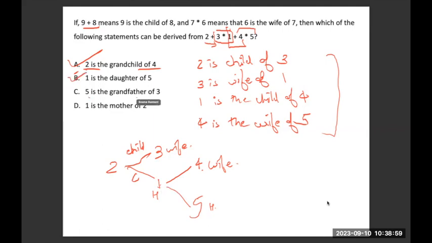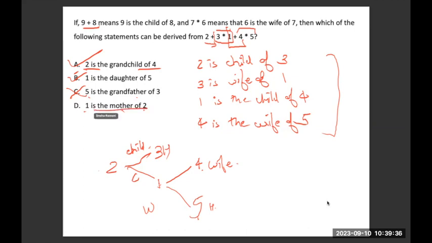5 is the grandfather of 3. No, not established. 1 is the mother of 2. One second. Ma'am, isn't 1 the wife of 3? Ha. 1 is the wife of 3. Sorry, I made a mistake. So this is wife. One second. Wife and husband. Thank you. I don't know who said that, but thank you so much.